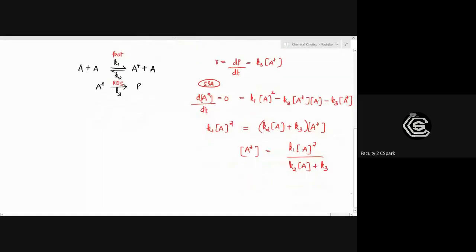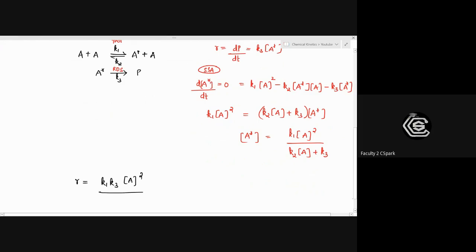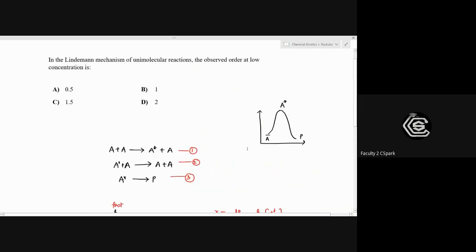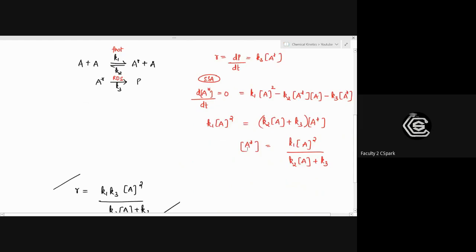Correct? So the expression for rate according to the Lindemann theory, this is important, is equal to K1 K3 concentration of A to the power 2 divided by K2 concentration of A plus K3. So this is our expression of the rate for unimolecular reactions according to the Lindemann theory. Important. But the question that they have asked is, what would be the order of the reaction at very low concentrations of A?